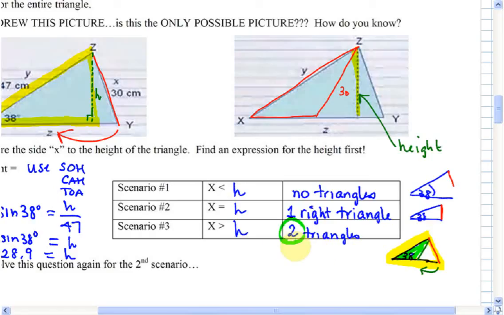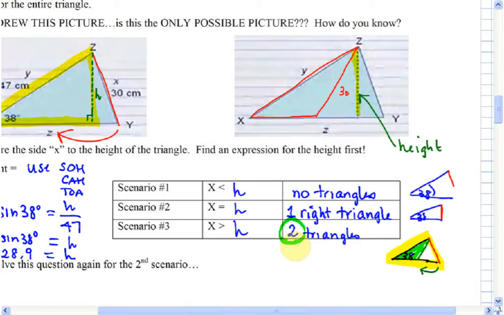So for the no triangle case, if you give a question like that, we just say no solution. That's right. If I was a really nasty teacher, which I might be, and I give you a number where x is less than the height, you can't solve it. You just say no triangle.